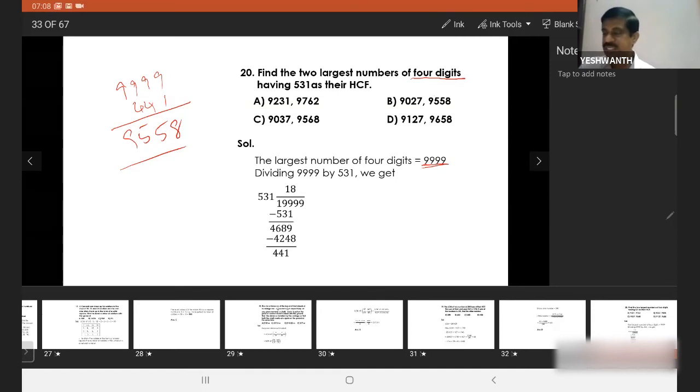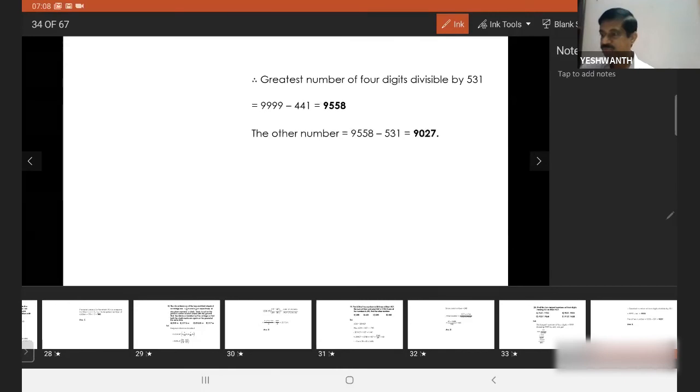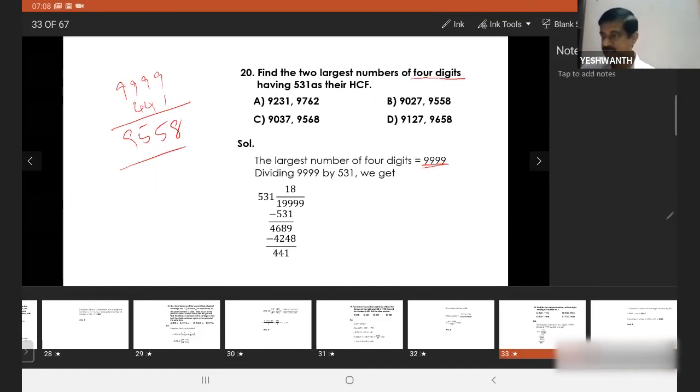Now, as HCF should be 531, the other number near this is again minus 531. After that, subtracting 531 gives 9027. This is very important. So the ordered pair should be 9027 and 9558. And 9558 minus 531 gives 7209. Okay, please note it, children.